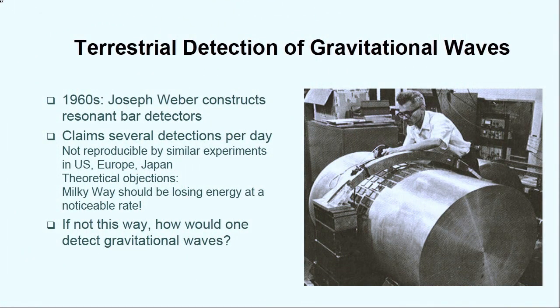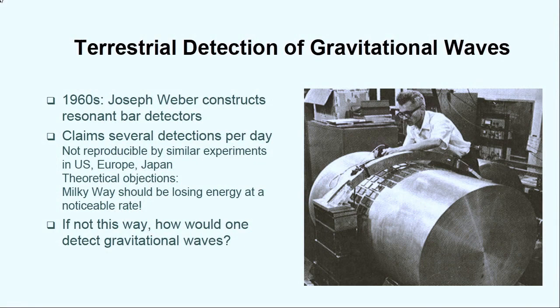So terrestrial detectors started very early on with Joseph Weber, who built a bar detector. It's a big piece of aluminum. If you ever visit the LIGO Hanford Observatory, that bar is right there in the entrance hall, so you can actually look at it. One maybe unfortunate thing: he immediately saw gravitational waves. This later on turned out to be not true.